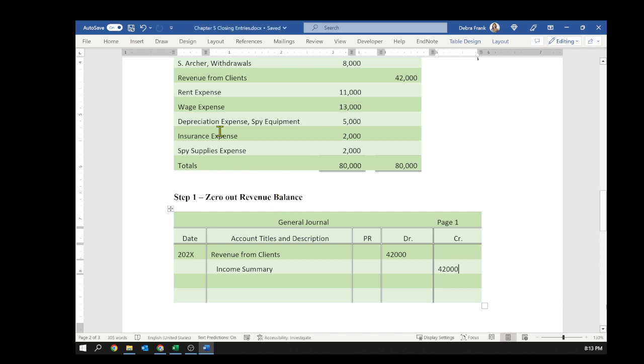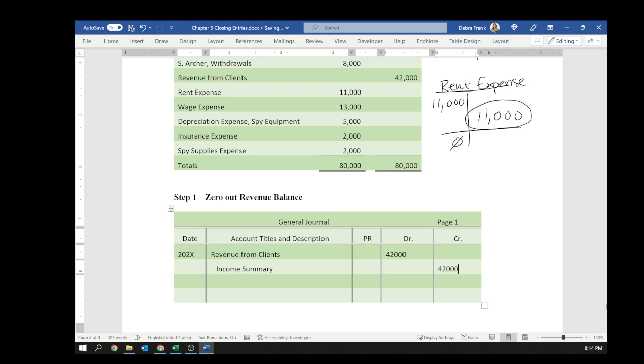Now I have to close out all these expense ones. So these 4 expenses. Well, how do I record it? Well, we'll do the same thing. Let's just do one for example's sake, but you'll get the idea. Rent expense is our first one. So let's do rent expense. Rent expense has a debit balance right now, and I need to get it to be 0.